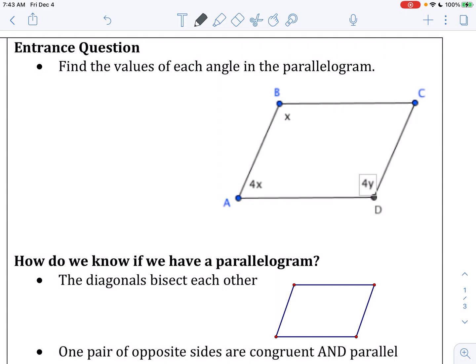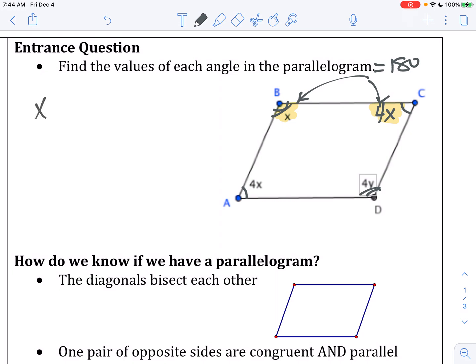Okay, so if we're dealing with angles in a parallelogram, we know opposite angles are congruent. We also know that consecutive angles have to be supplementary. Okay, so those two pieces next to each other, and I'm taking a look at B and C. I'm going to take a look at these two because these are both in terms of x. So I know those two have to add up to 180.